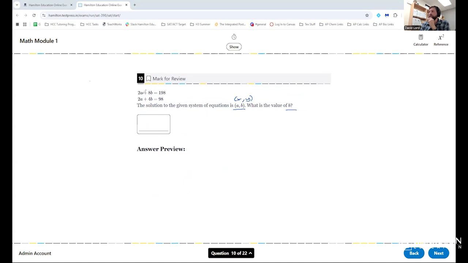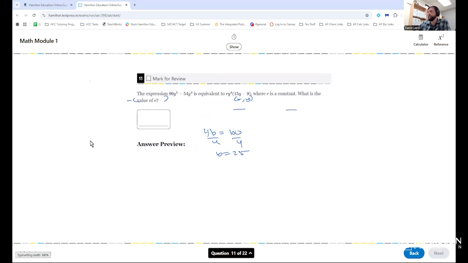Now you can plug this into Desmos and write 2x plus 8y is equal to 198 and 2x plus 4y is equal to 98. But a much faster way is just subtract the two equations. And when you do that, you get 4b is equal to 100. Divide both sides by 4, and b is equal to 25. So definitely you can use Desmos, but you might find it easier sometimes to solve it like that. Again, as we get to the later questions, they can get harder and you may need more help from Desmos.